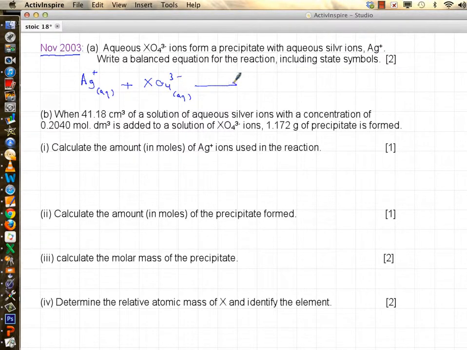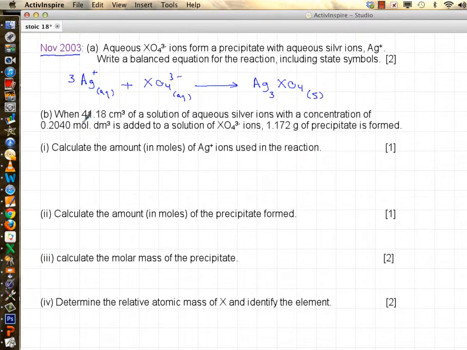Now you crisscross or swap the charges. So you have 3 silver for every XO4. And it's a precipitate, therefore it's solid. And put the coefficient of 3 for silver. The equation is balanced. States of reactants and products come to life.